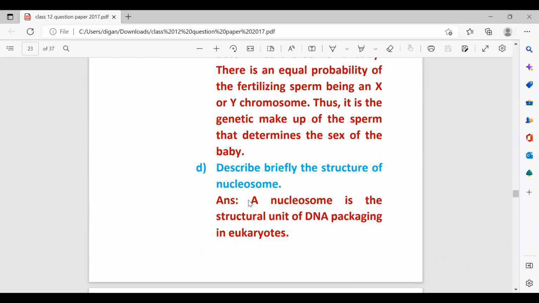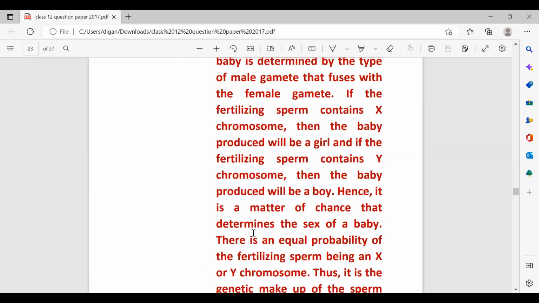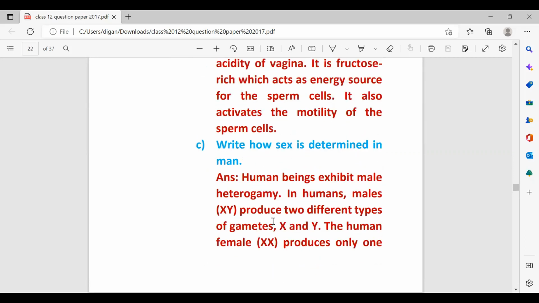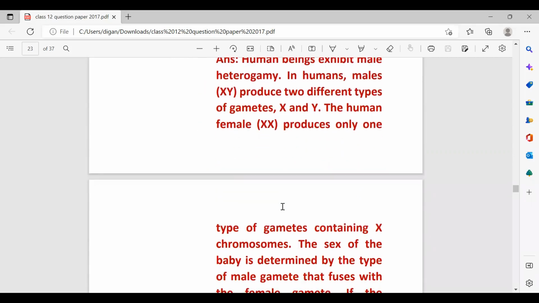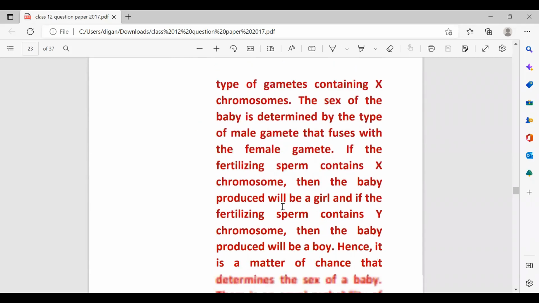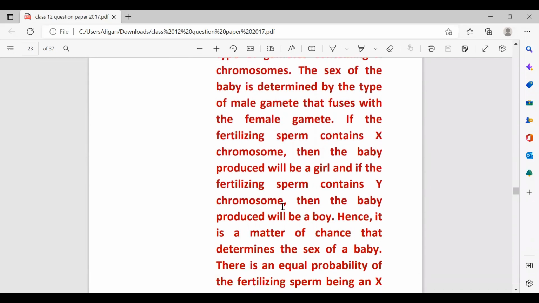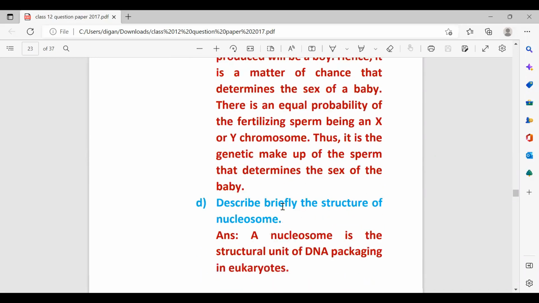Next, describe briefly the structure of nucleosome. A nucleosome is the structural unit of DNA packaging in eukaryotes. And this is how sex is determined in man. If this question carries only 2 marks, then you just write the notes. And if this question carries 3 marks, then with this note you also draw the diagram.